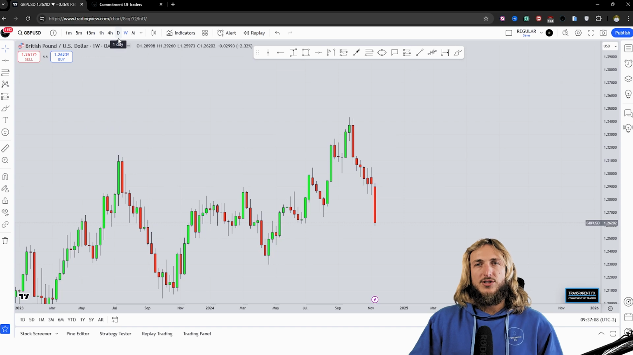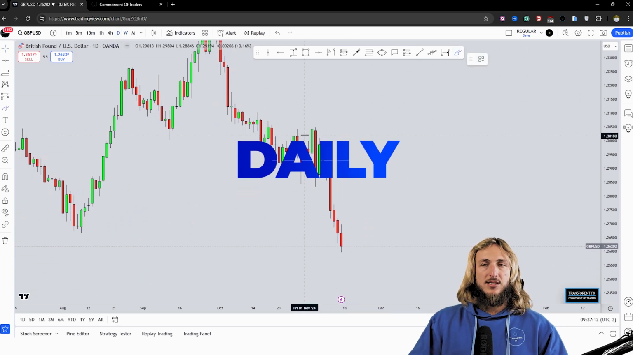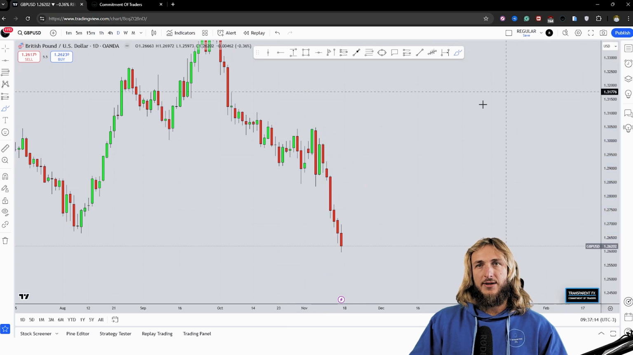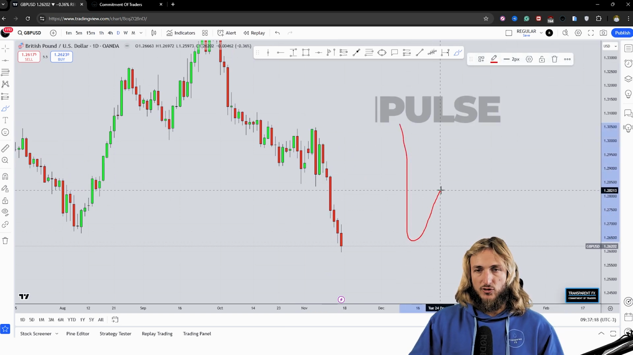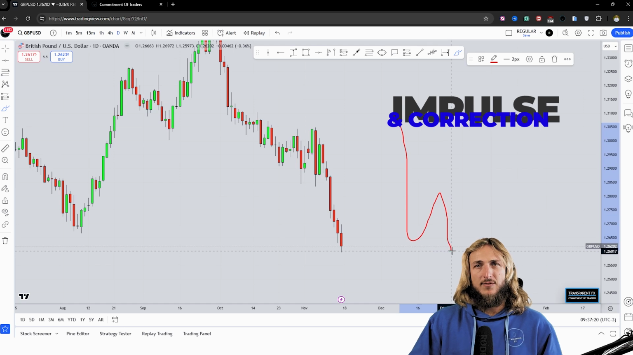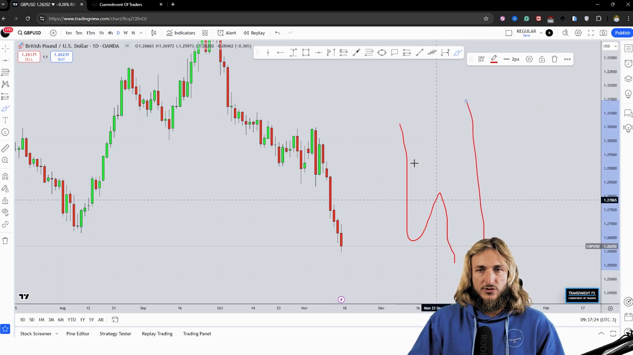Now, let's keep all of this in mind and drop down to the daily time frame. From a daily perspective, we can see how we just got a massive impulse to the downside. After the creation of an impulse, the next logical step would be for the market to provide a correction before then, even if it wants to continue lower, because no market can just go down in a straight line.